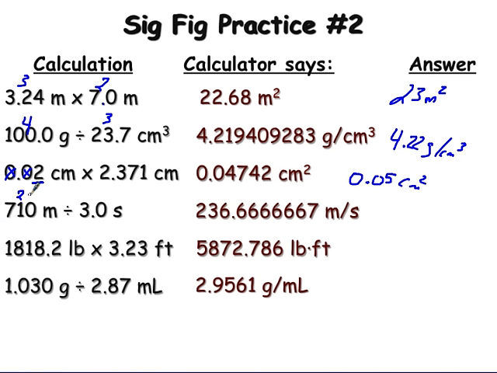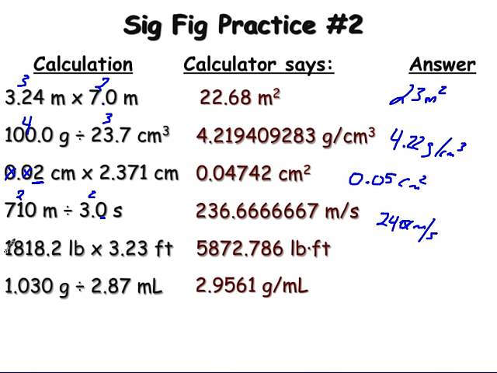This value has 2 sig figs. This value also has 2 because the decimal makes this 0 significant. So my answer needs 2 significant figures. That's going to be 240 meters per second. Okay? This trailing 0 is insignificant because there's no decimal. So this meets the requirements. It has 2 sig figs in your answer.